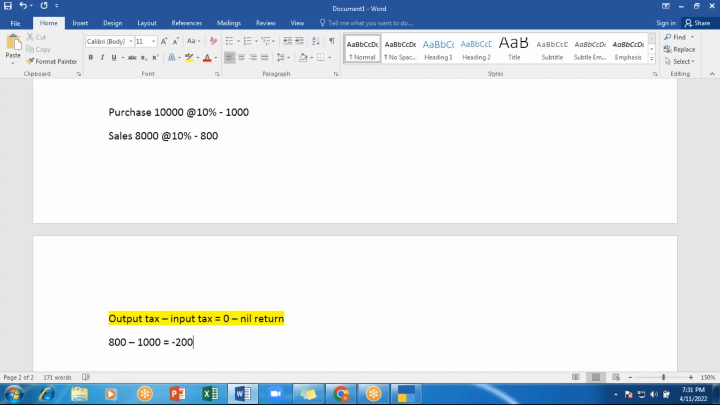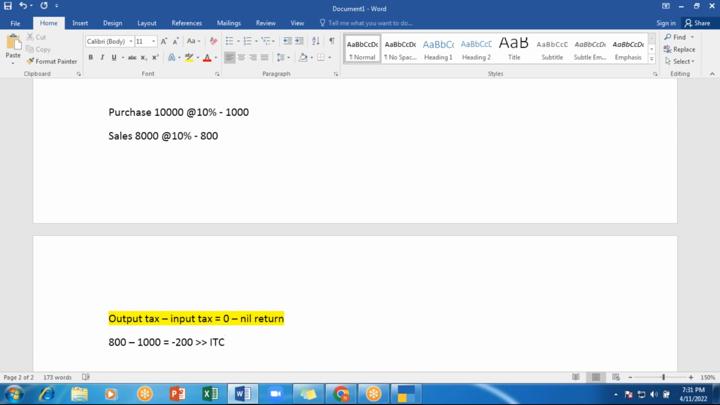So here, when I made sales, I have only collected 800, but when I made a purchase, I paid 1000. That is 200 rupees extra I have paid from my pocket. Then what should I do in that case? I can claim for ITC.